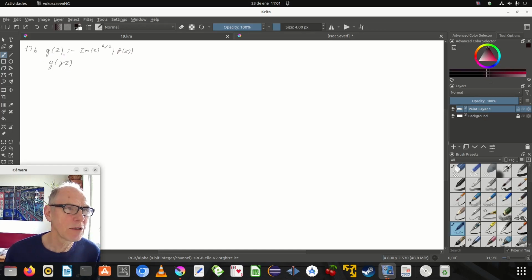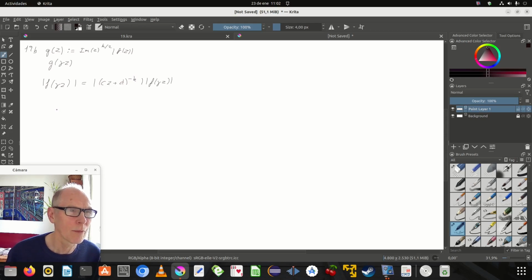19b, where the function is defined this way, and we have to compute this. So first, it's f of gamma z we need to worry about, and it's cz plus d to the minus kth. So we need to work on this. The absolute value, that should have been more vertical.